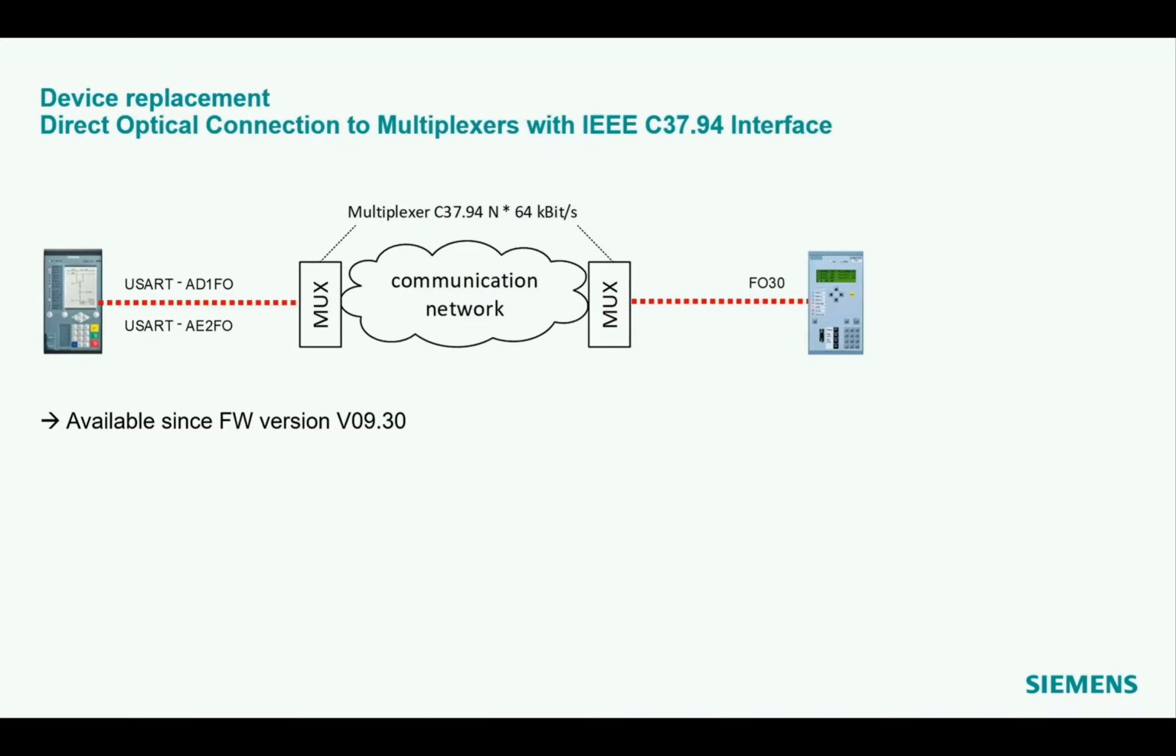Since firmware version 9.30, it is possible to establish a direct optical connection to a multiplexer with a C37.94 interface. The required hardware on SIPROTEC 4 side is a F30 module. On SIPROTEC 5 side, a USART81 or AE2 FO module. The required firmware version on SIPROTEC 5 side is 9.30.